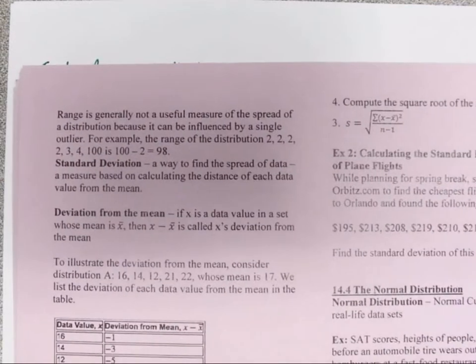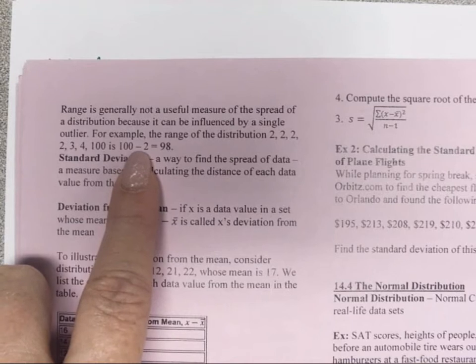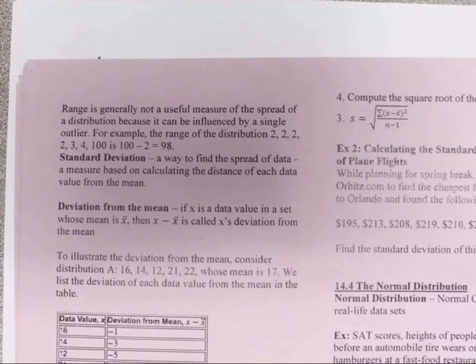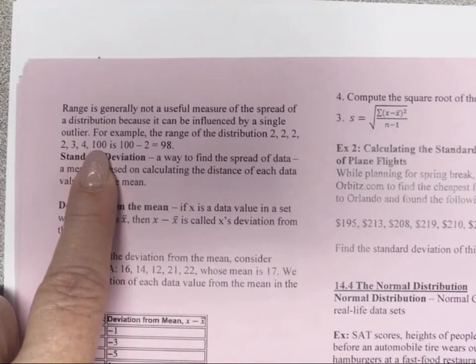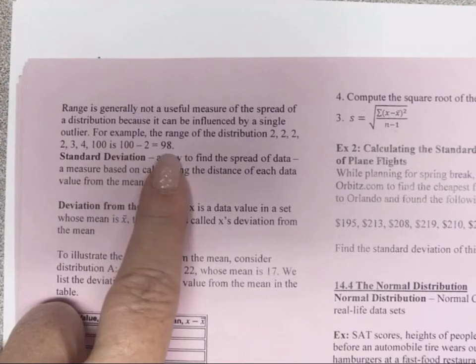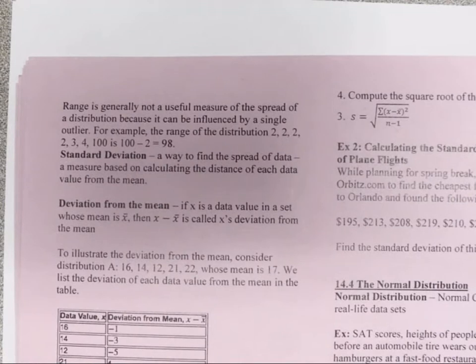So range is generally not a useful measure of the spread of a distribution because it can be influenced by a single outlier. For example, the range of the distribution of 2, 2, 2, 2, 3, 4, and 100 is going to be our largest, 100, minus 2, our smallest, which is 98. Well, that's nowhere near most of the data set, so it's really not going to be of any use.